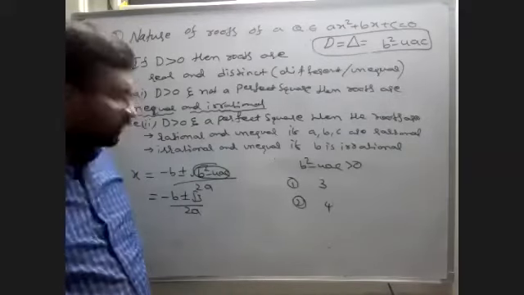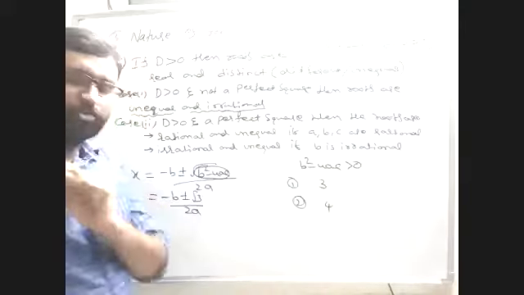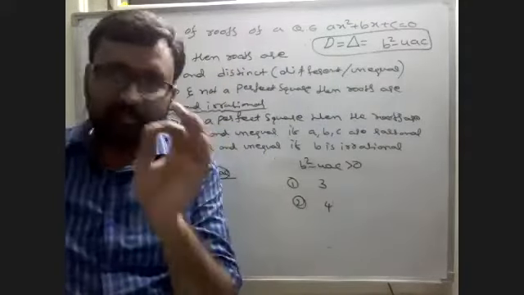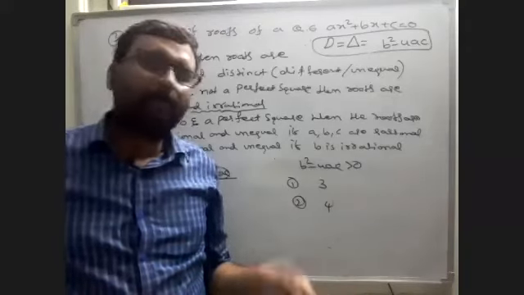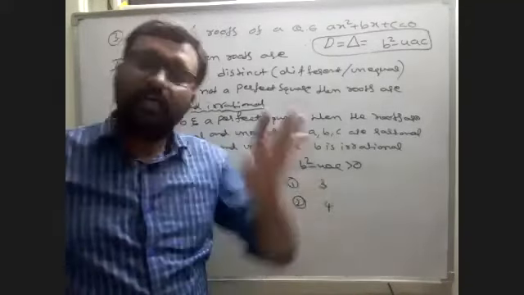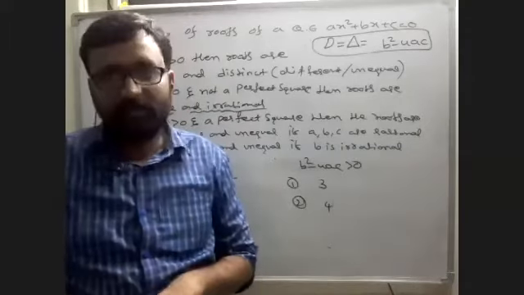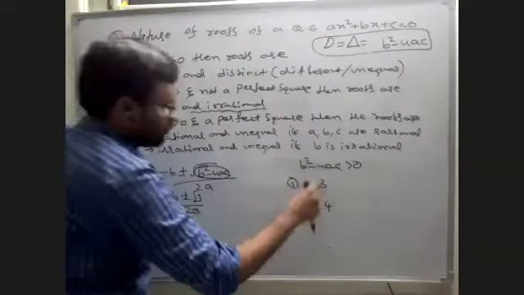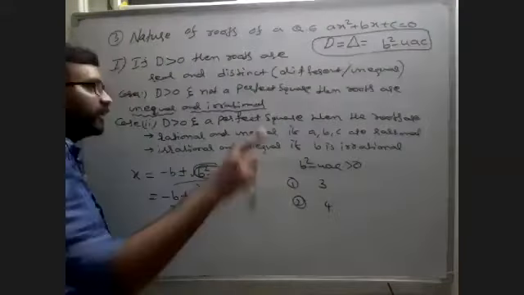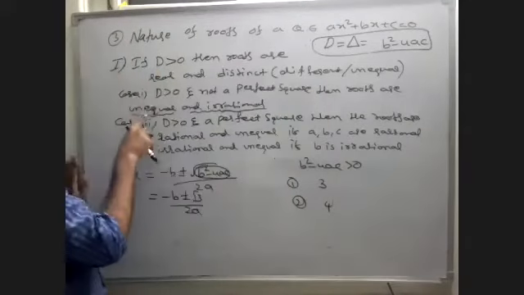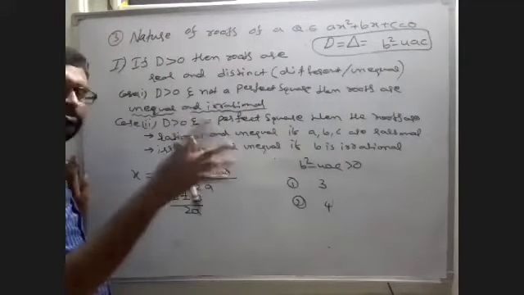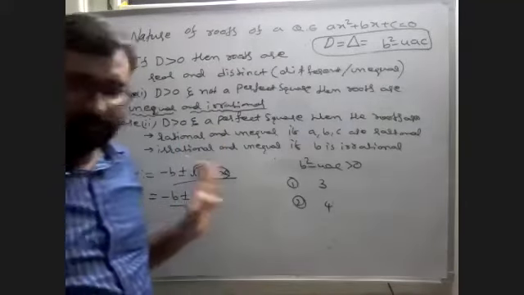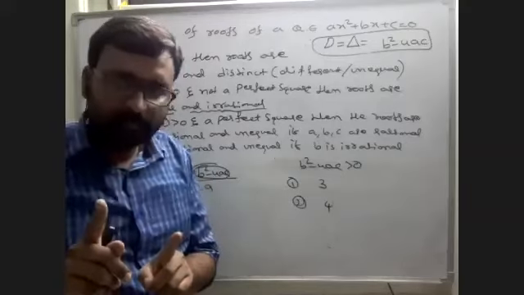Now, can we write this root 3 as an integer? No, sir, we can't. Root 3 is root 3 only. If you write root 3 in decimals, it is irrational. So if you get a value that is not a perfect square, then the roots are unequal, roots are different, but irrational, since a root is there. Understand now? Yes, sir.